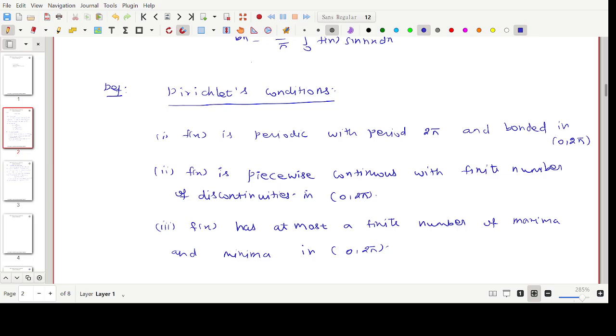If a given function f of x satisfies these three conditions, then I can express it in terms of the Fourier series representation, the series expansion.